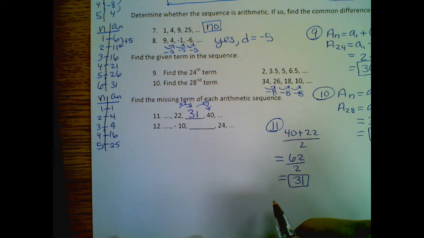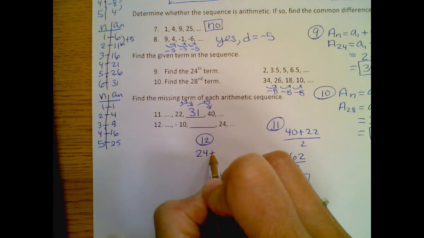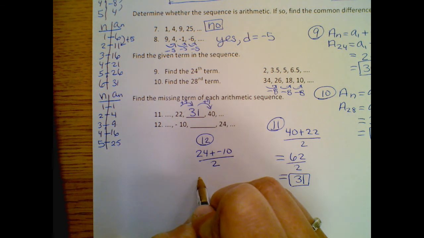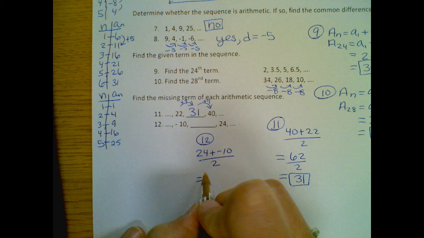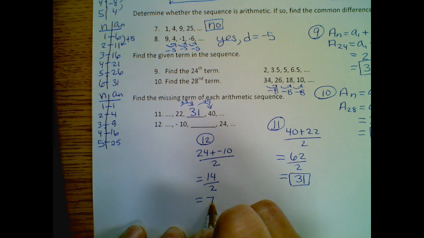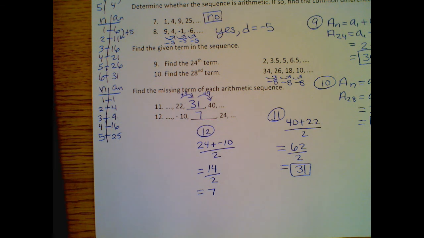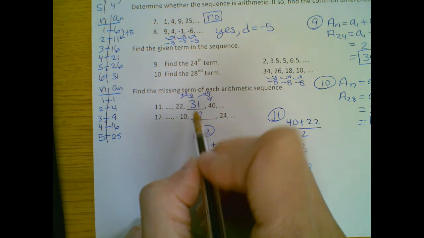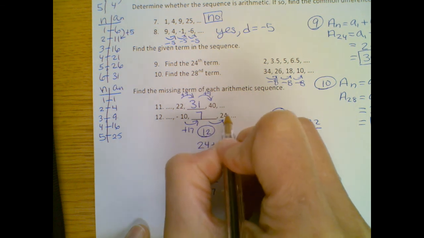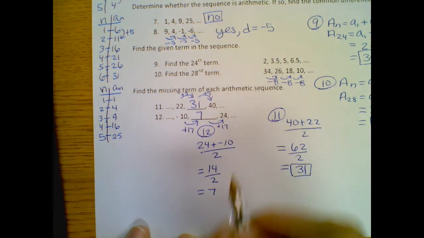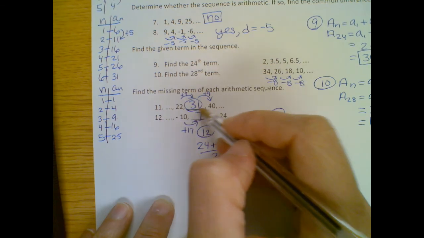So let's do this for number 12. We add the two numbers, so 24 plus negative 10, and then we divide by 2. So 24 plus a negative 10, or 24 minus 10, is 14. Divide by 2 then is 7. So then I want to check to see if that is the actual missing middle number. So from -10 to 7, notice I am adding 17. Then from 7 to 24, I am adding 17. So that is the missing middle number. So we'll circle those.